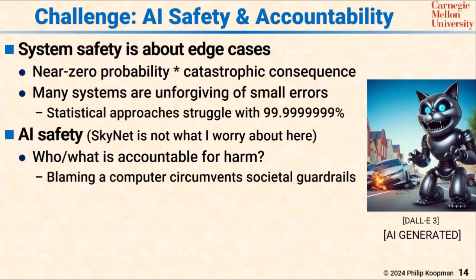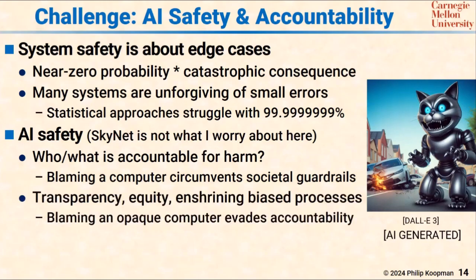Basically, who's accountable for harm? One way for a company to avoid being blamed for harm is to blame the computer as if it wasn't their fault. And this is actually state law in some states for self-driving cars. So this is a thing. If you build a computer, you can avoid accountability for harm. That's a problem. That's not the AIs taking over the world. That's people misusing the technology.